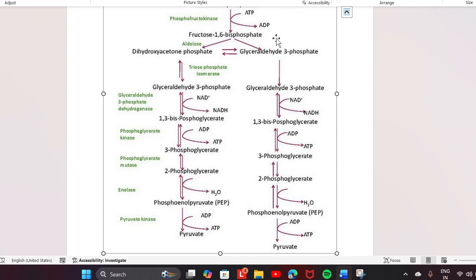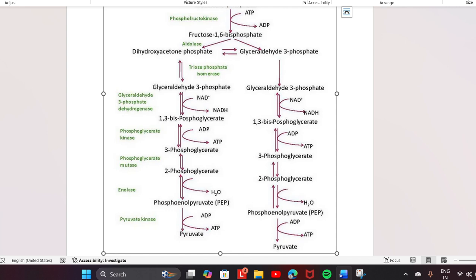Now, in the initial steps, we saw that ATP is being consumed, but from here, everything will be produced. So when glyceraldehyde 3-phosphate is broken down into 1,3-bisphosphoglycerate, NADH is produced. Same for 1,3-bisphosphoglycerate: when it is converted into 3-phosphoglycerate, ATP is produced. Same 3-phosphoglycerate is converted into 2-phosphoglycerate. When 2-phosphoglycerate is converted into phosphoenolpyruvate, one water molecule is released. And when phosphoenolpyruvate is converted to pyruvate, ATP is produced.